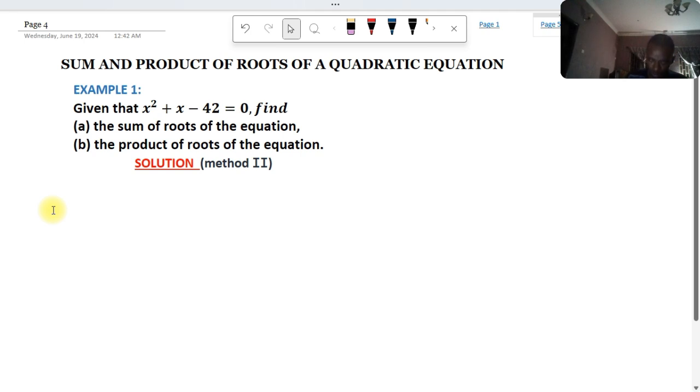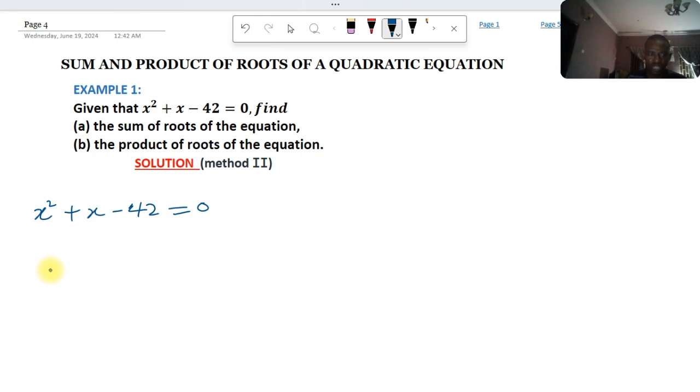So let me remind you, let me first write the expression here. We have x squared plus x minus 42 equals 0. And now if you remember what we saw in the first slide, we have that alpha, which is the sum. If I take the first one, which is A, let me take A, answering A now.